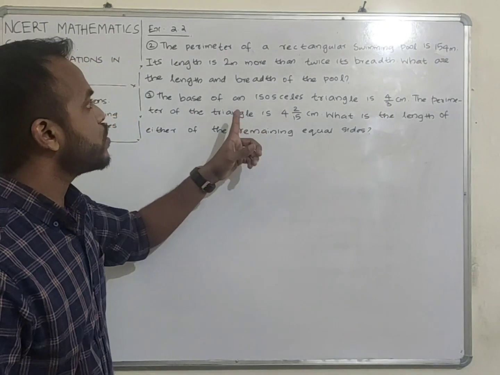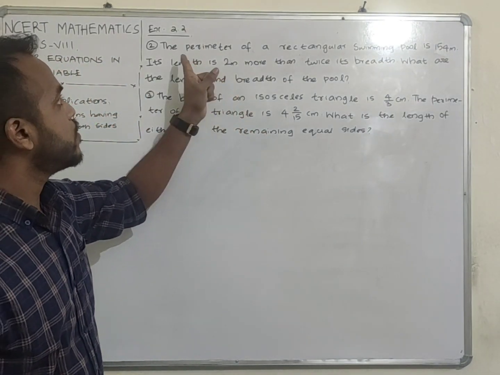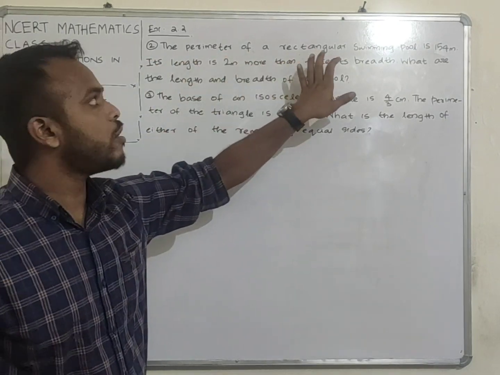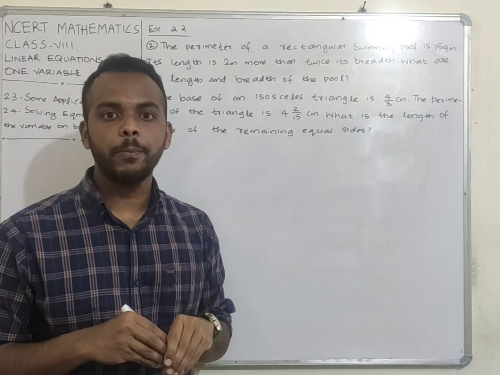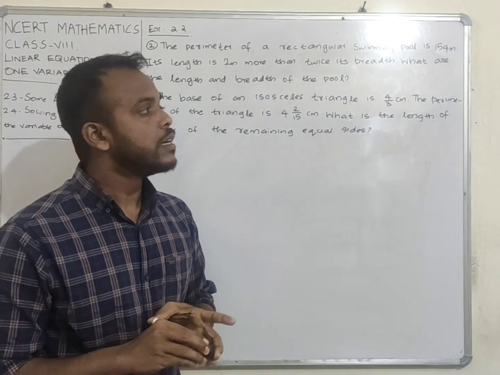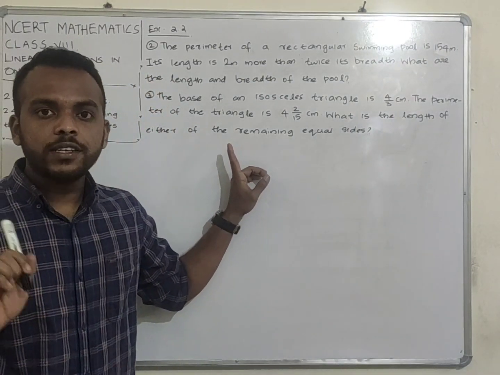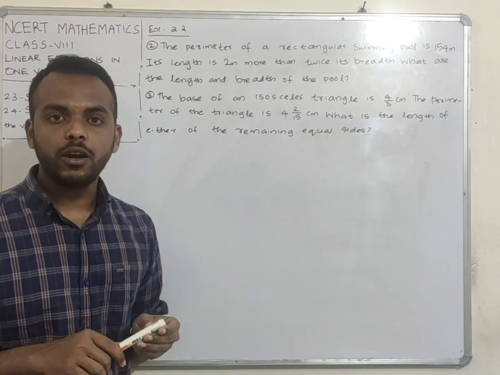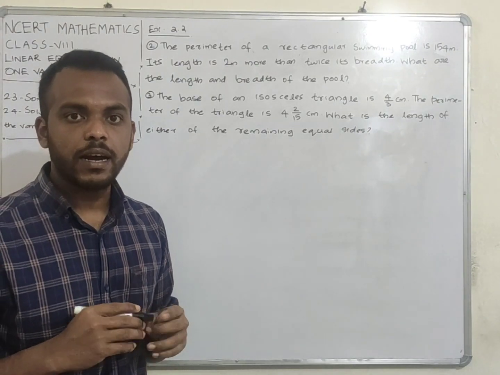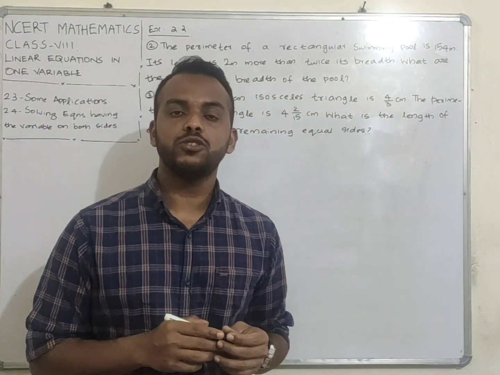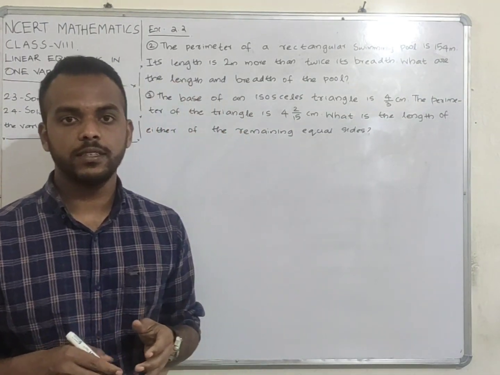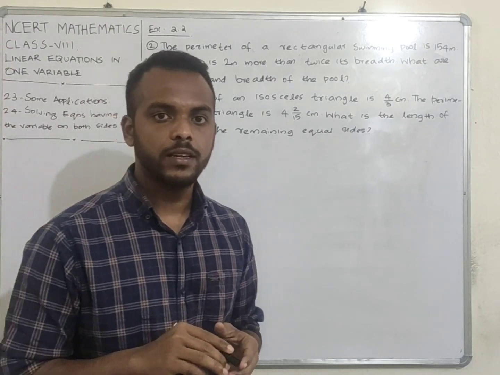For example, in this question, what are the dimensions given? First of all, the perimeter of a rectangular swimming pool. So that's a rectangular shape. We know that's a plane figure, and you should know the equation to find the perimeter of a rectangular surface. I think you know that. What is the perimeter of a rectangular surface? Yes, 2 times length plus breadth. That is 2 into L plus B.